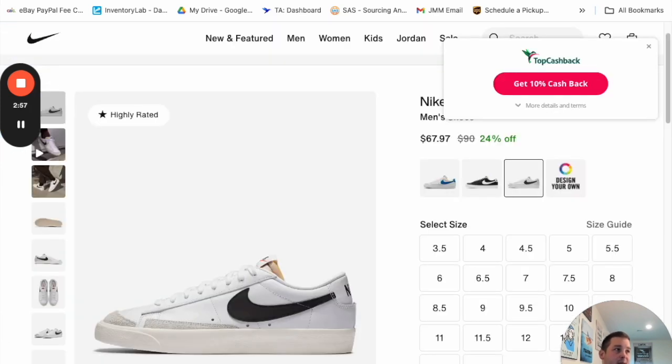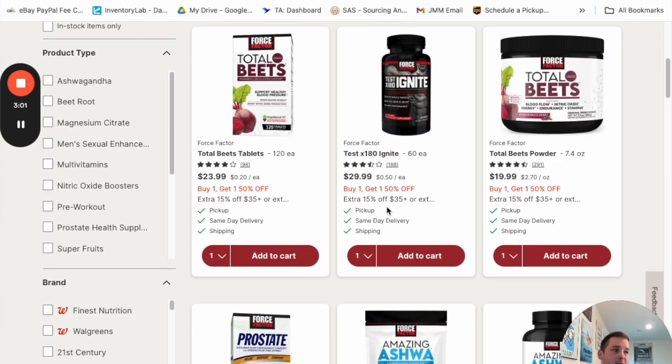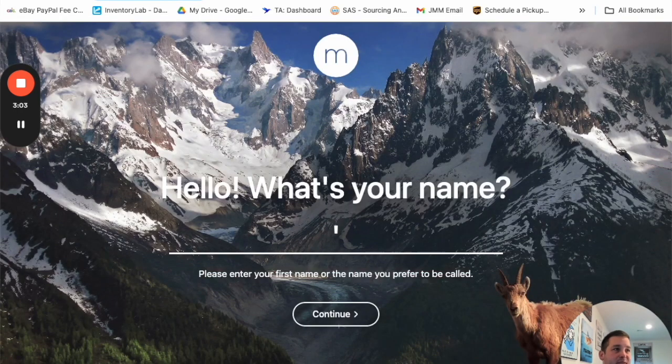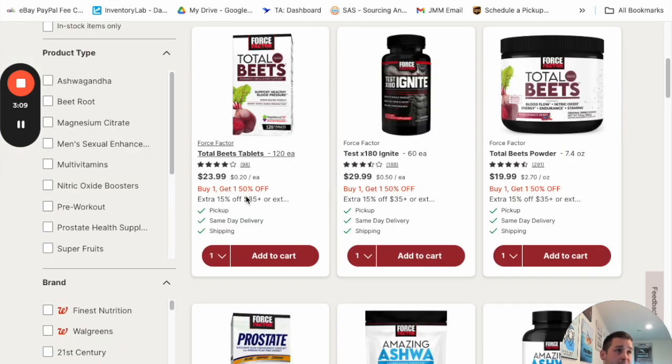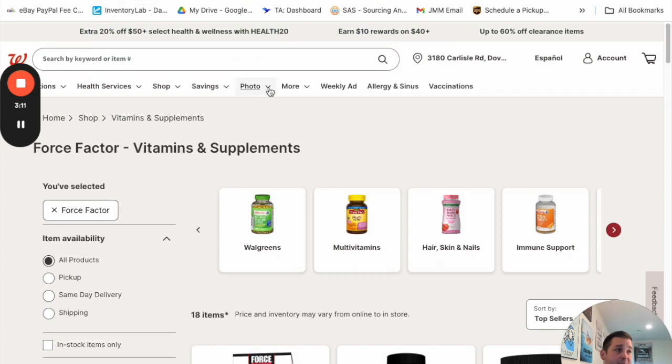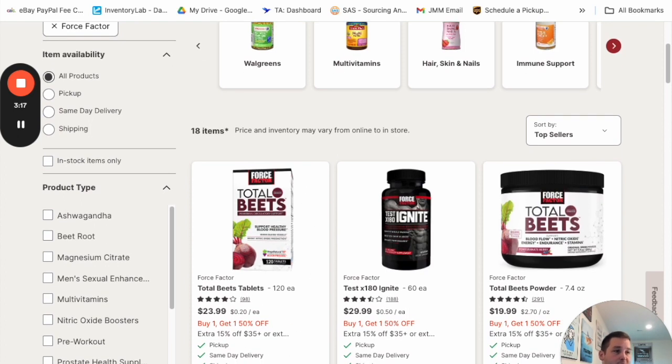So now this is a good example. We have Walgreens here. They're currently running a buy one, get one 50% off. So we know that is 25%. They also, though, at the top here, have a health 20 code. So these could be stacked together. So you're gonna get 25% off, all right? And then another 20% off.